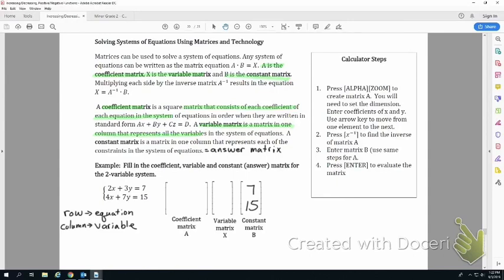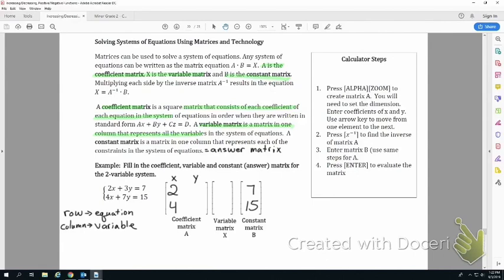When you're filling in the coefficient matrix, I would especially recommend that you do this early on until you really get the hang of this. I'm going to put x and y at the top of that matrix, and then below the x and below the y, I'm going to list their coefficients. So in the first equation, the coefficient of x is 2. In the second one, it's 4.